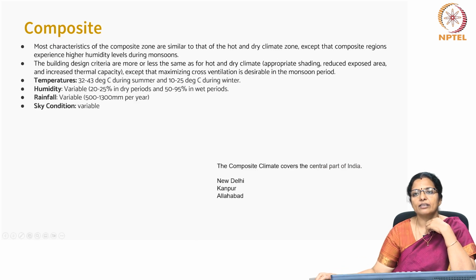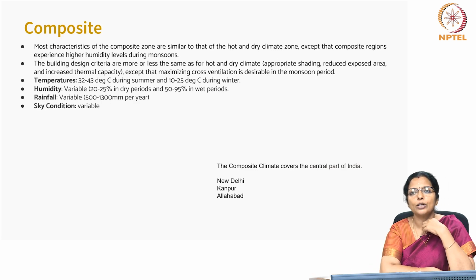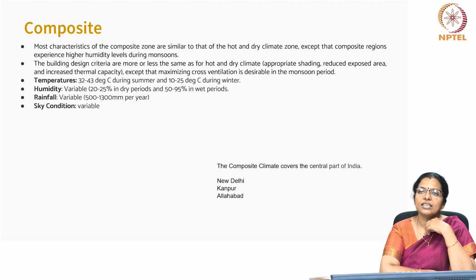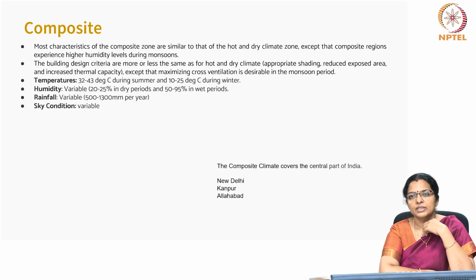Humidity, again, is variable. It's between 20 to 25% in dry periods and 50 to 95% in wet periods. Rainfall is again variable. It varies from 500 to 1300 millimeters per year. Sky conditions are variable. The composite climate covers the central part of India, like New Delhi, Kanpur, Allahabad.